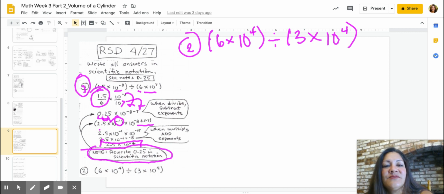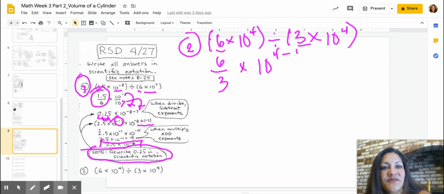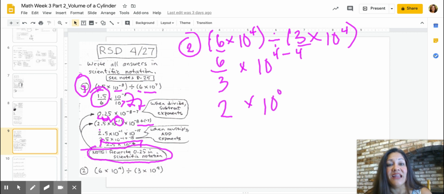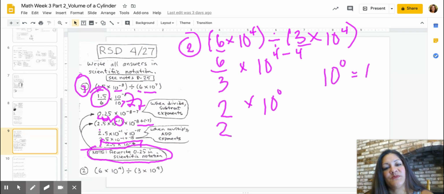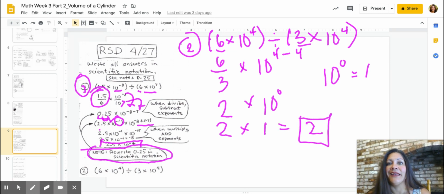So I'm going to take these two here. 6 divided by 3 times 10 to the 4th minus 4. We're dividing, so I know I'm going to subtract the exponents. That gives us 2 times 10 to the 0. Well, any number to the 0 power equals 1. So 10 to the 0 power equals 1. That means we have 2 times 1 equals 2. Answer to number 2 is 2.